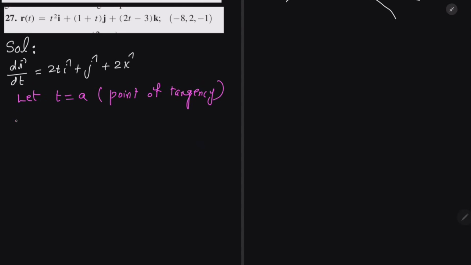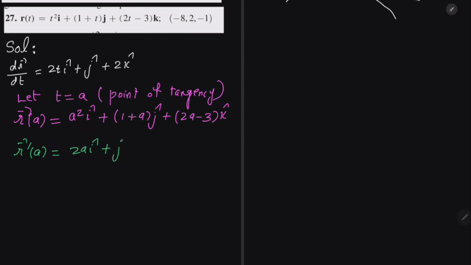If this is the point of tangency, then we can put that point into the position vector to get the point a squared i plus (1 plus a) j plus (2a minus 3)k unit vector. After putting that point, we also put this value into the velocity vector, r dash a. So we get 2a i plus j plus 2k unit vector.